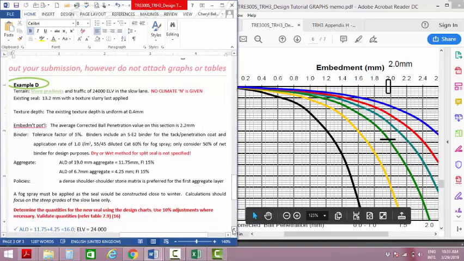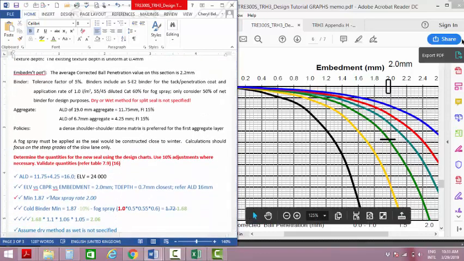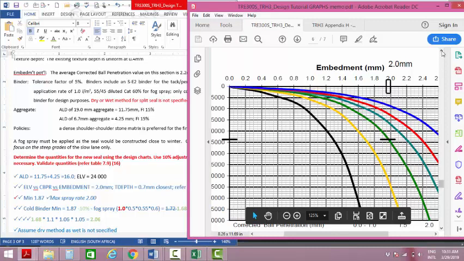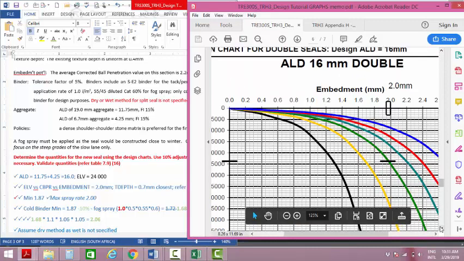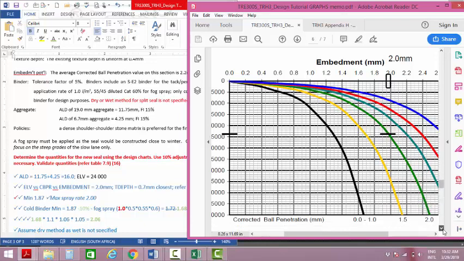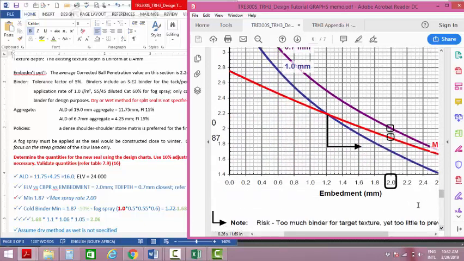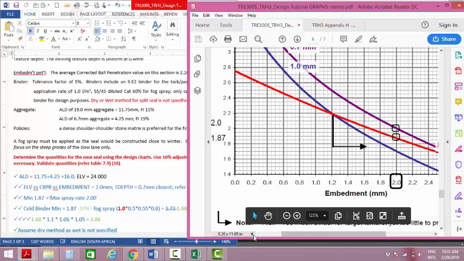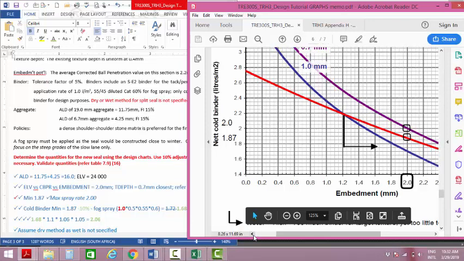And then we go to the 16 graph over here. Let me just show you that it is the 16 double seal. So 24,000 divided by the 2 millimeter CBPR line intersects at between 1.95 and 2. I've opted to go with 2. So we go to the bottom of the graph. 2 intersects with the minimum line at 1.87. And to just observe the maximum of 2 as well.